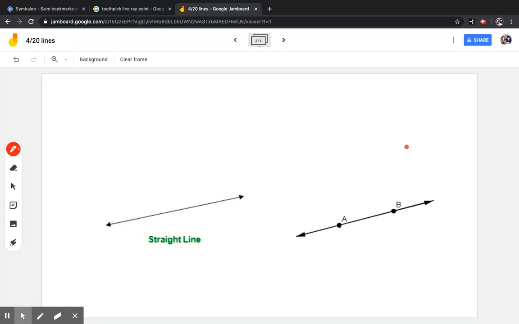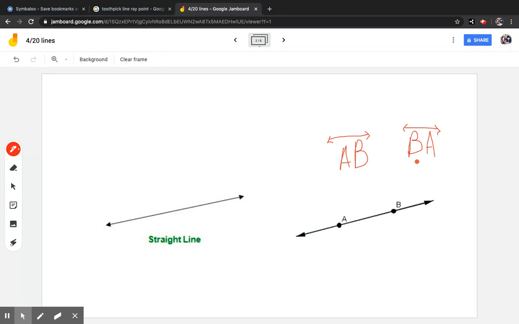So if I was going to write this out, I would say that this is line AB, and I would draw a line on top of it, just like this. This is how I would label this line. But because the line also goes this way, I could also call it line BA.